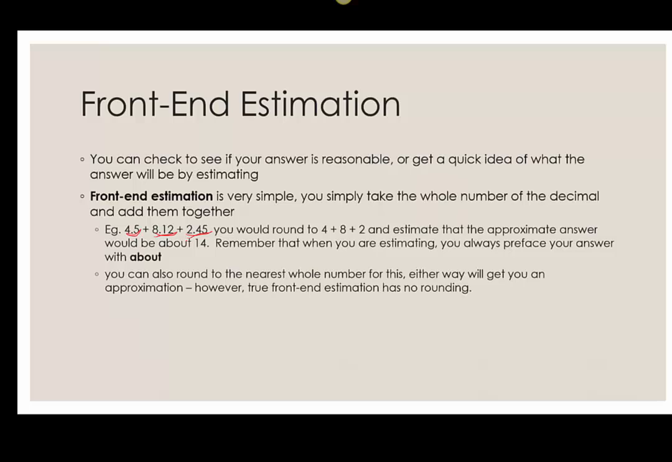And remember that when you estimate, you always preface your answer with the word about. So you can also round to the nearest whole number for this. So in this case it would have been 5, 8, and 2, which would have given you about 15. Either way is a reasonable way to estimate. However, when you're asked to do front-end estimation in particular, there is no rounding. It's just the exact whole number.